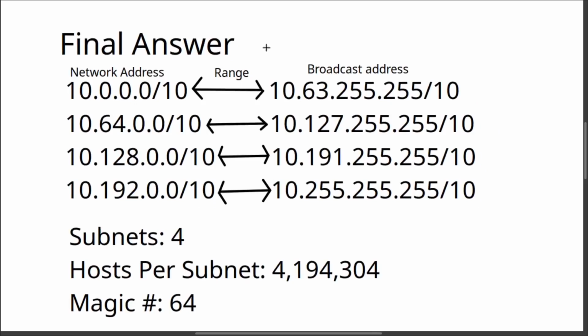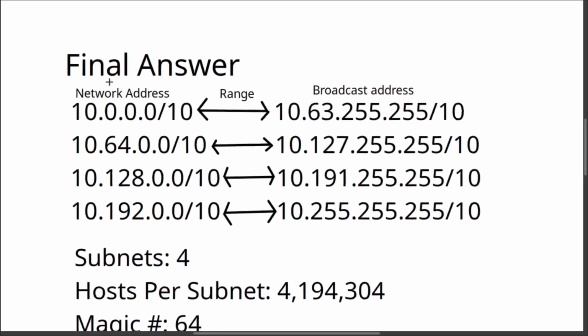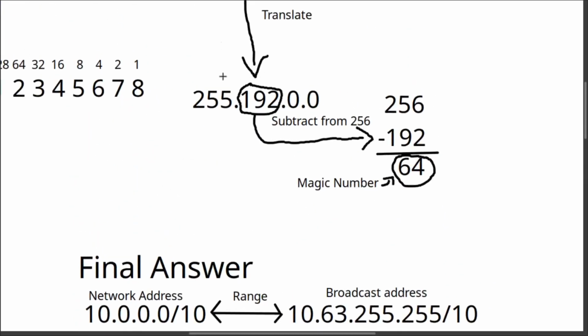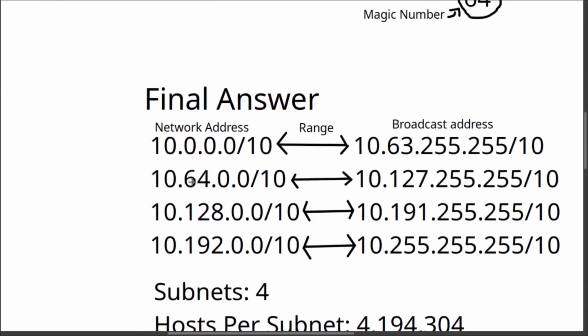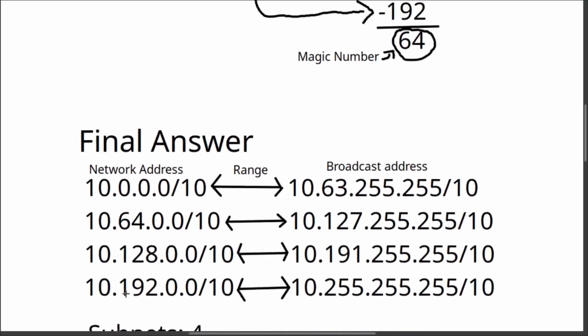So, how I did this is quite simple. In the circled area right here, whatever it may be, the last octet that is not a 0, we are going to add our magic number to. In this case, it's going to be the second octet. So 10.0.0.0 becomes 10.64.0.0. And you add 64 once again, that's the third subnet. And this is the fourth subnet.